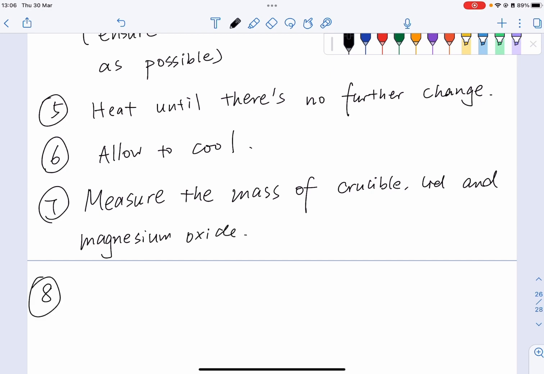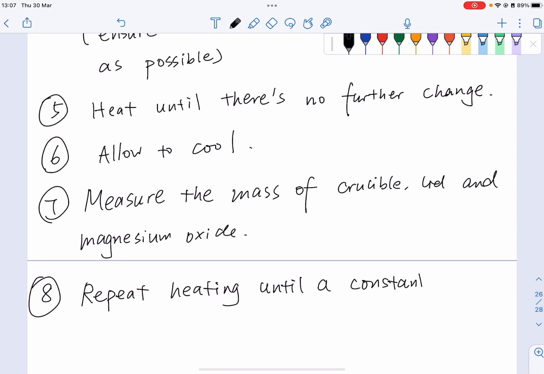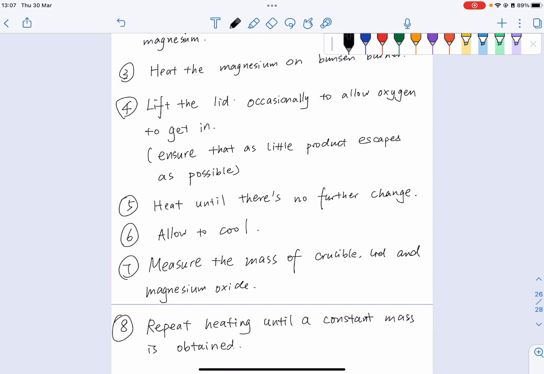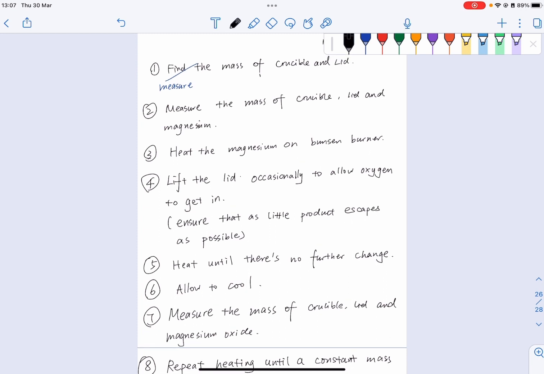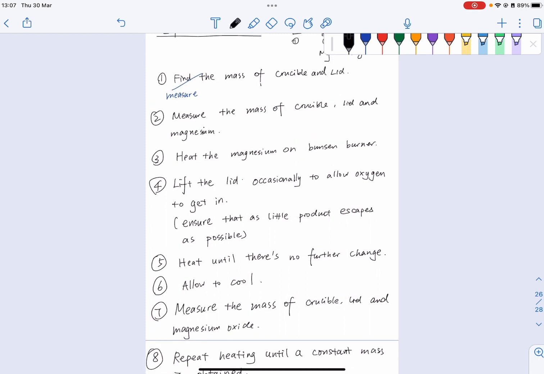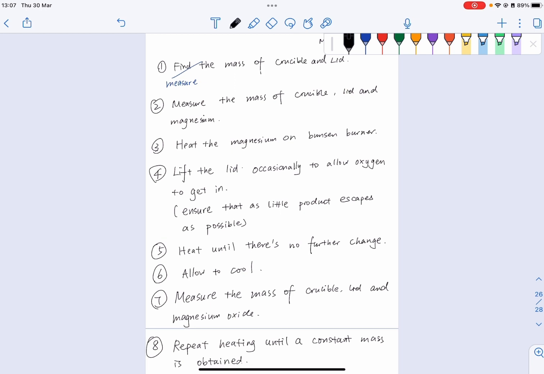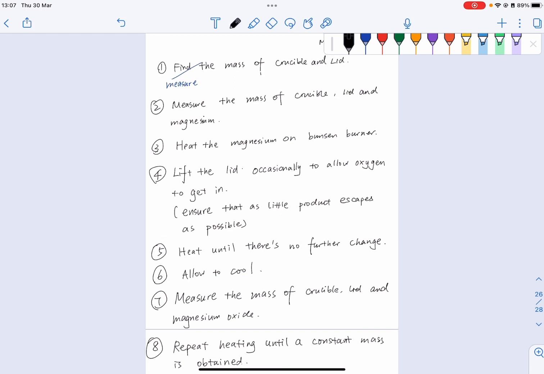And then remember, how can we determine the reaction is complete? We just repeat heating until a constant mass is obtained. So let me put it a bit smaller. Or can I put it in the slides? I think it's okay. Yeah. If you want, you can take a screenshot of it, to understand and remember the steps here.